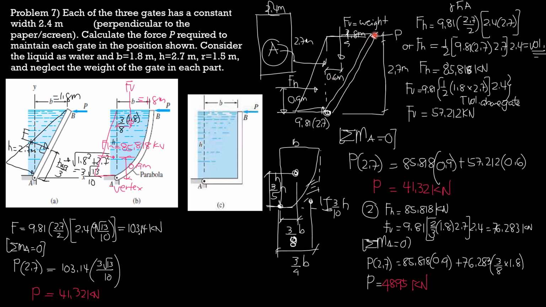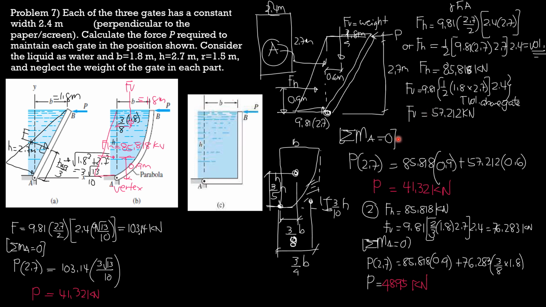The volume is area of this triangle times width perpendicular to the screen, 2.4 again. So the area is 1/2, base 1.8, height 2.7, and perpendicular to the screen 2.4. So FV, which is specific weight times volume above the gate, is 57.212 kilonewtons. If you check, the resultant is square root of 85.818 squared plus 57.212 squared, and it should be equal to 103.14. You check that with your calculator.